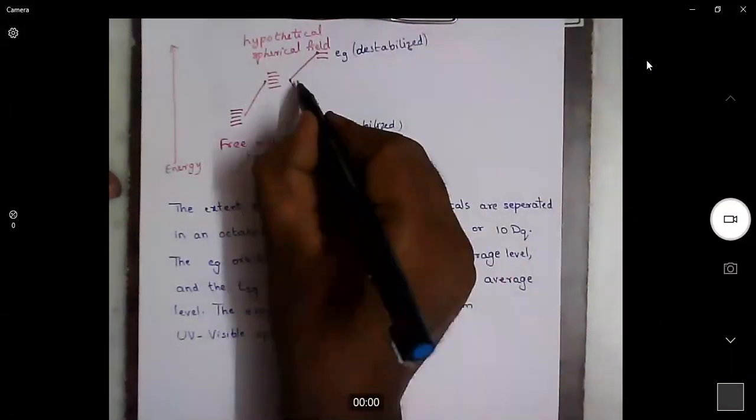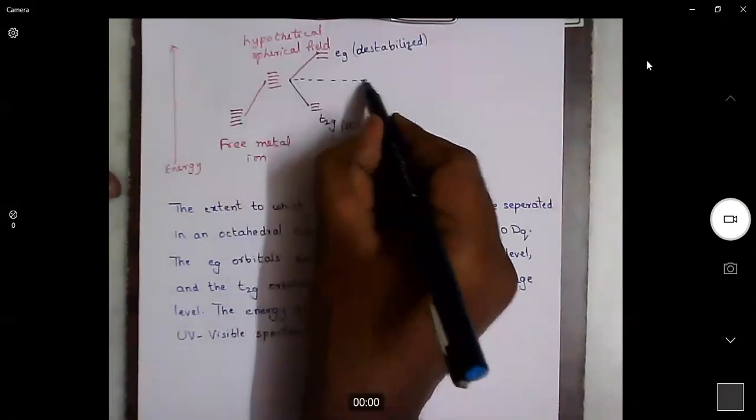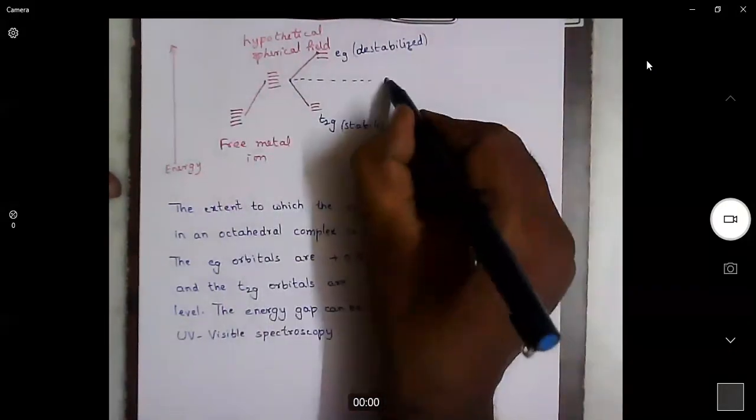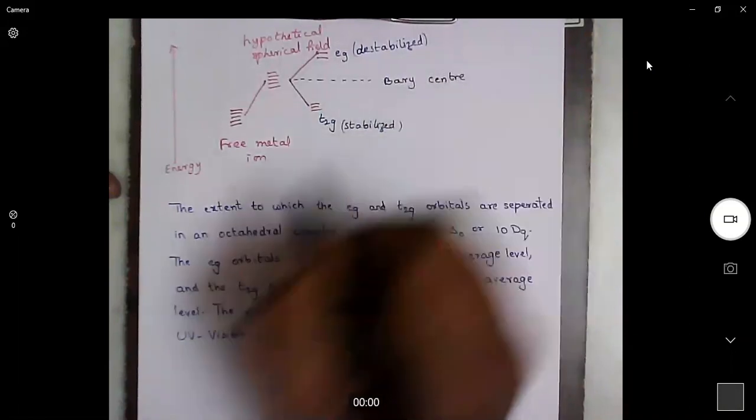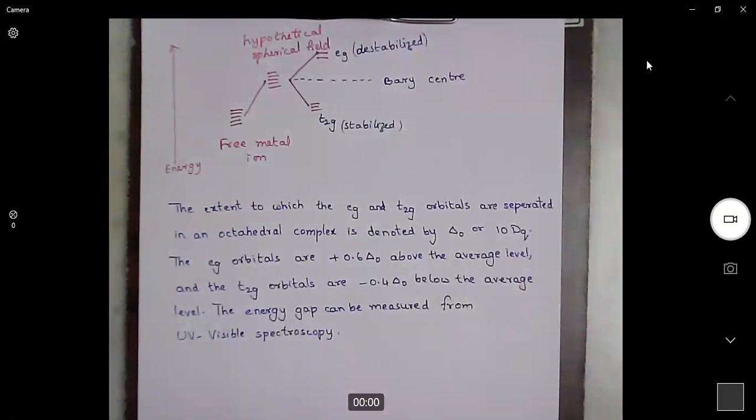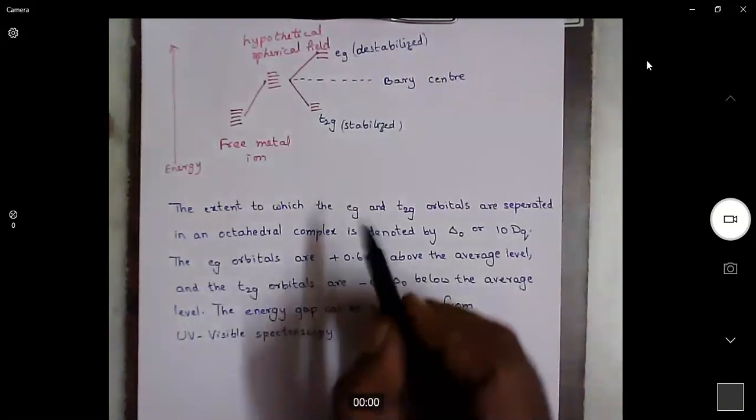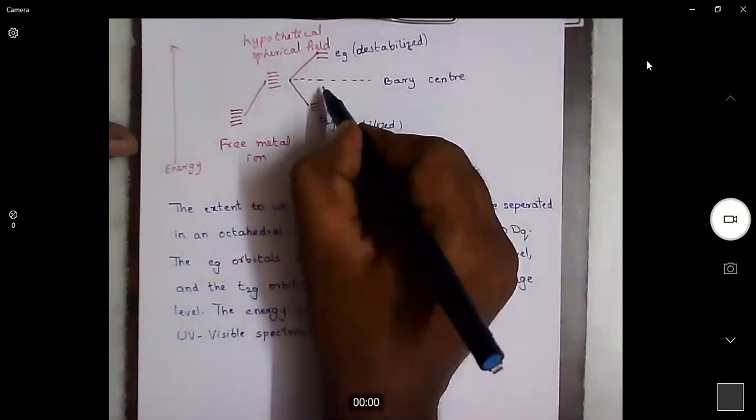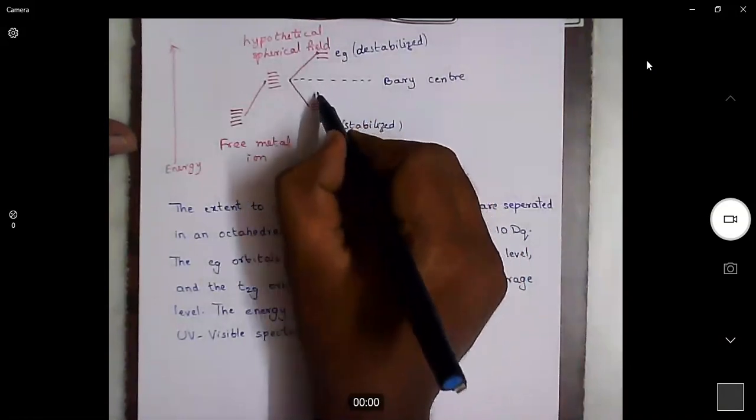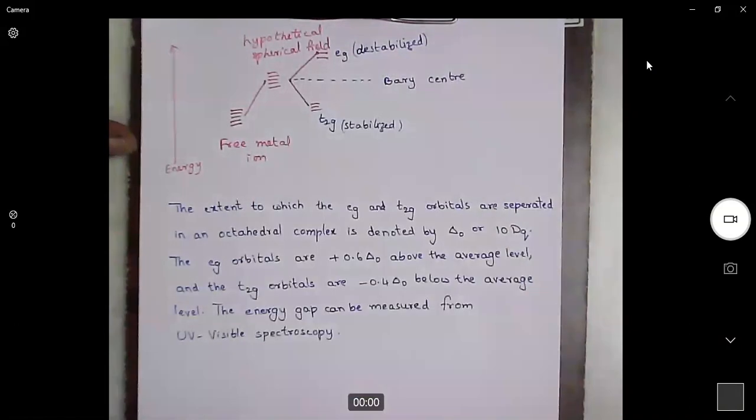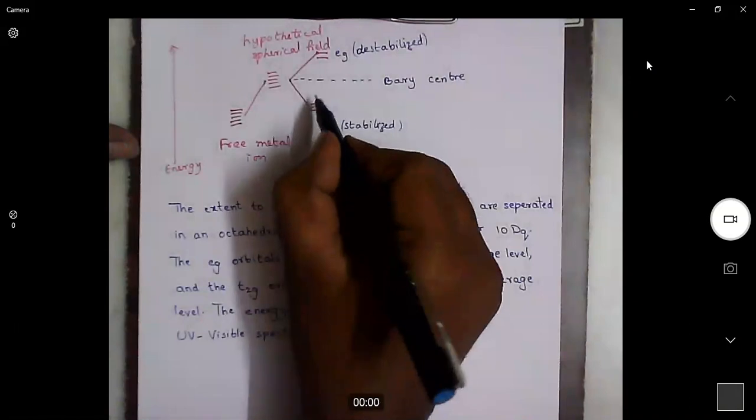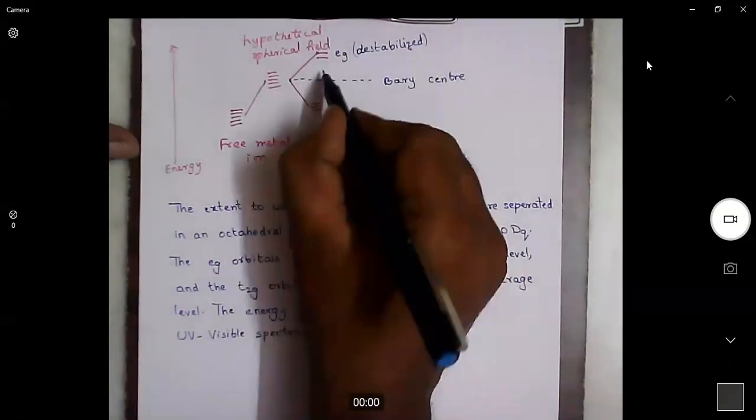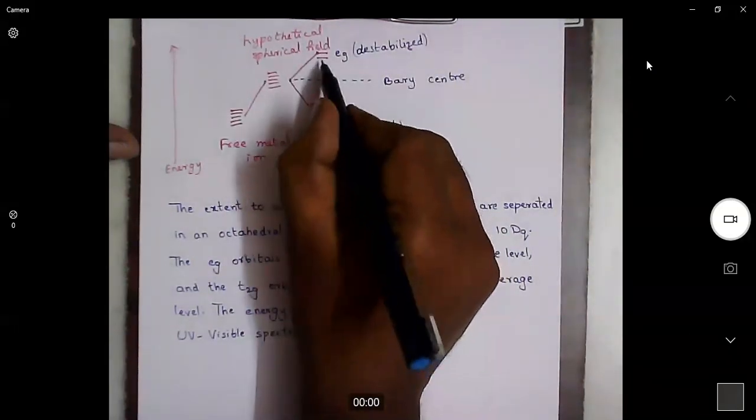Now this mean energy level is called the barycenter. You can clearly see these three orbitals are decreasing, stabilizing by the same amount as the EG orbitals are destabilized. Because there are three, there will be less distance. Because there are two, there will be high distance.